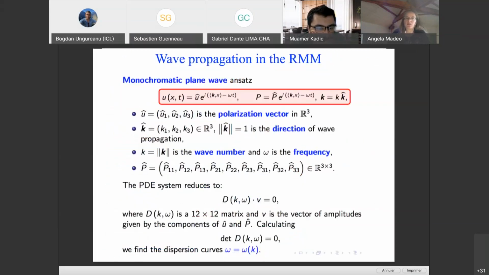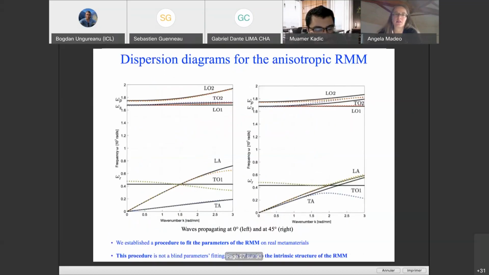and with a bit of simple algebra, we get a PDE system that reduces to an algebraic system of the form a matrix D times a vector V, where V is the vector of the unknowns, the 12, equal to 0. So our PDEs are replaced by this algebraic system, which has a non-trivial solution only if the determinant of D is equal to 0. So from this condition on the determinant, we find all the roots omega as a function of k, which are our dispersion curves in this framework.